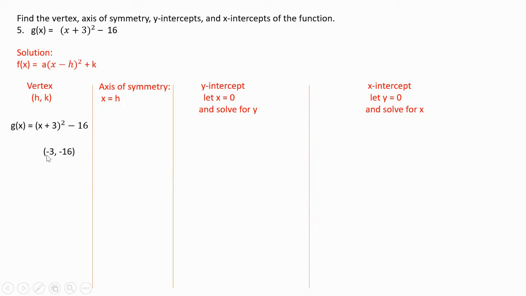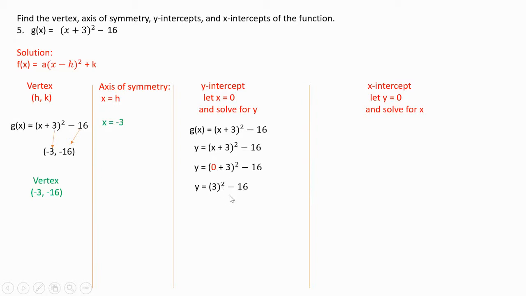Now, what's the axis of symmetry? It's going to be the x value of the vertex. So it's going to be x equals, there's my vertex, so x equals -3. Okay. Now, for the y-intercept, we're going to let x equal 0. So if that's 0, right? 0 plus 3 is 3, right? So 3 squared is 9. 9 minus 16 is equal to -7. So that's my y-intercept.